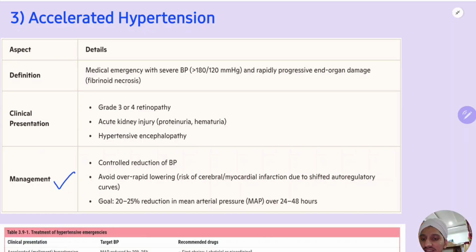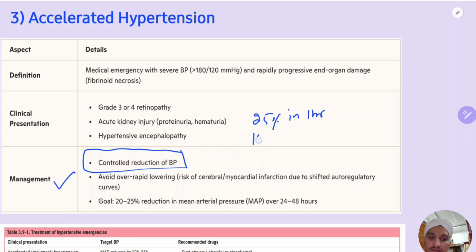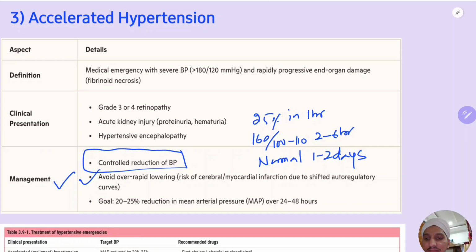So how do you manage this condition? Controlled reduction of BP, as we have discussed in other hypertensive emergencies: a 25% reduction in 1 hour. Next, 160 by 100 to 110 in 2 to 6 hours. Then normal BP in 1 to 2 days. So this is controlled reduction. Avoid over rapid lowering, because there is a risk of cerebral or myocardial infarction due to shifted autoregulatory curves.